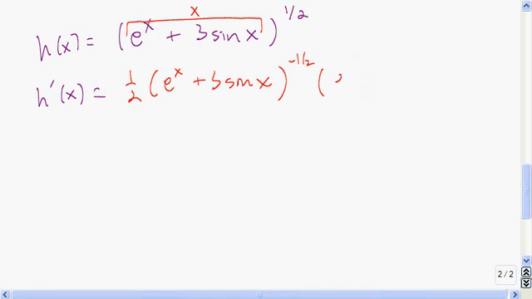So times the derivative of the inside. The derivative of e to the x is e to the x plus 3 times the derivative of sine, and the derivative of sine of x is cosine of x. So plus 3 times cosine of x.